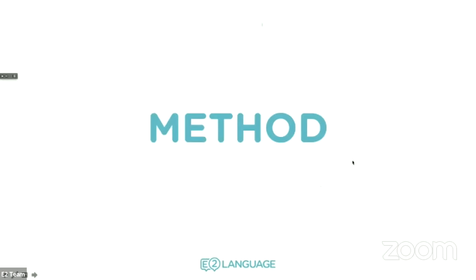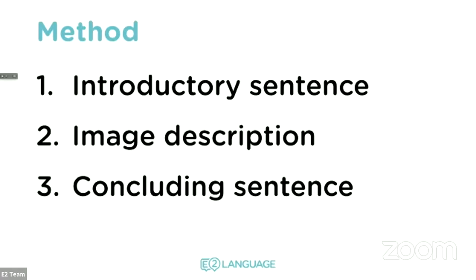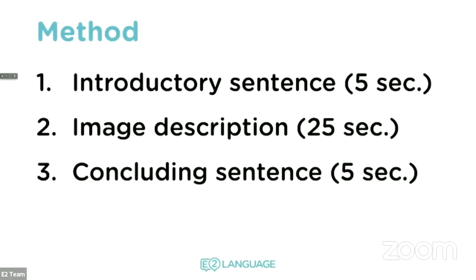All right, we need a method that cuts through and makes our job easier on test day. We need to work out how to do this step by step in a process. So we're going to have a 3-step method: an introductory sentence, an image description, and a concluding sentence. These are the 3 parts, and they will go for about this long.